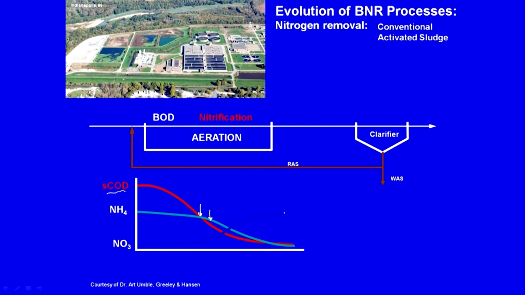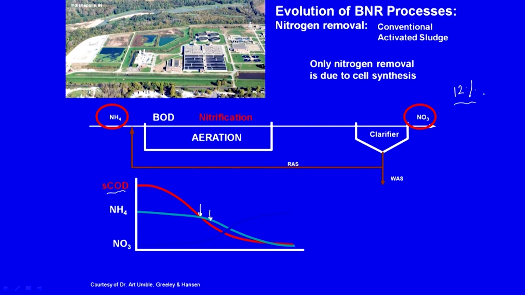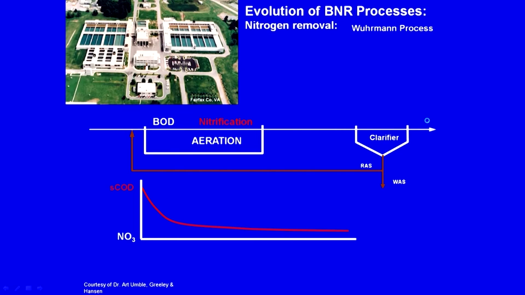So, this is what we have, right, but then you will have a lot of nitrate in the outlet. So, ammonia comes in, nitrate is going out. Nitrogen removal is due to cell synthesis, let us say. As we know, 12% of nitrogen will be taken up by the microbes, right. So, that will be the nitrogen removal, and then I still have nitrogen here. So, what can I do? There is a process, I guess, Workman process.